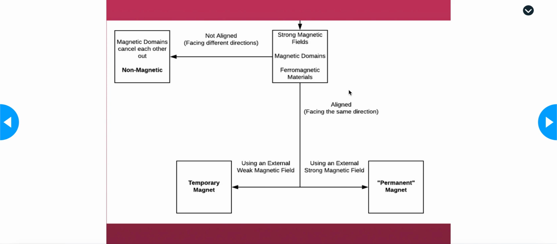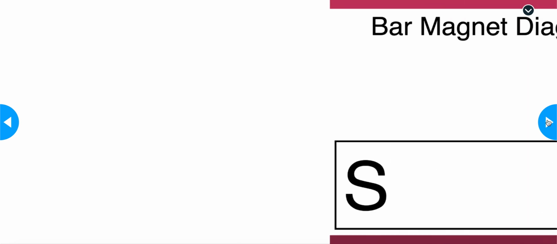All right, so if we have magnetic domains and ferromagnetic materials, and all those magnetic domains are aligned, if you're using an external weak magnetic field, you'll have a temporary magnet, and using an external strong magnetic field, you'll have a quote unquote permanent magnet.